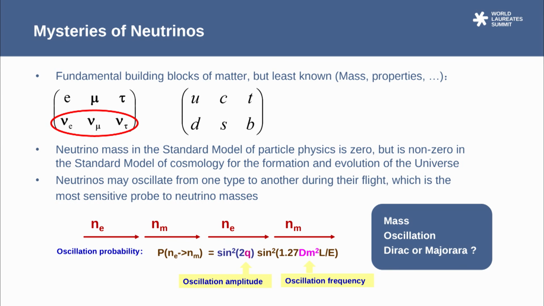And neutrino mass in the standard model of particle physics is set to 0, but it's not 0 in the standard model of cosmology. So there's a problem there. And indeed, from the formation of the universe and the evolution of the universe, we understood that neutrino has to have a mass. Otherwise, every one of us could not exist here because there's no galaxy, no Milky Way, no sun, and no Earth. That's why the mass of neutrino is extremely important, related to whether we exist in this room or not.